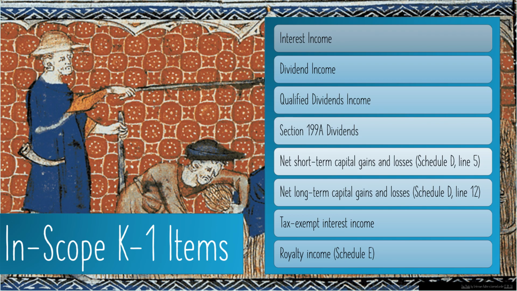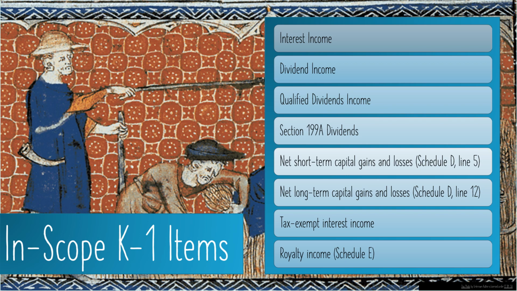So with the Form K-1, because it reports so many different kinds of income, and it also reports kinds of expenses and partners' shares and shareholders' shares of various credits and other things, it's easier to have a list of the things that are in scope. And so if you get a K-1 that has anything reported on it that is not from this list, then it will be out of scope.